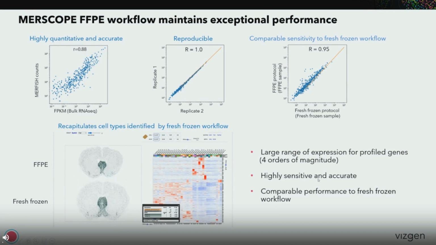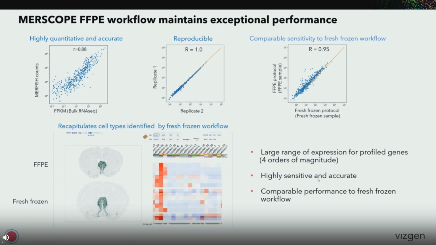So in a short summary here, it looks like our FFPE workflow allows a very large dynamic range of expression profile for profiled genes, more than 4 orders of magnitude. It is highly sensitive and accurate measurement, with comparable performance to fresh frozen workflow as well.